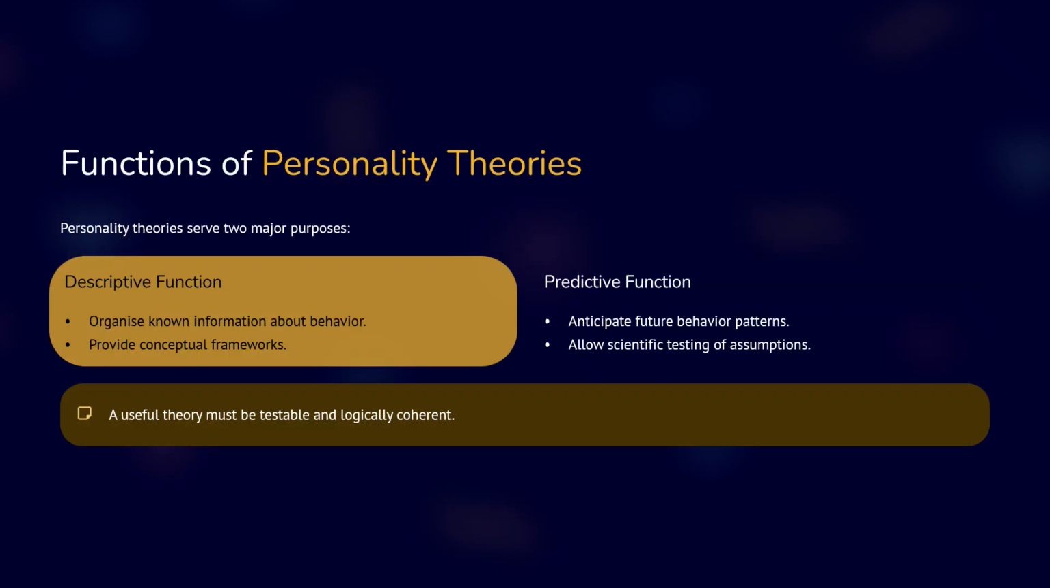Why do we need theories of personality? Theories are essentially elaborate hypotheses about why people behave the way they do. They serve two primary functions in psychology. They are descriptive and predictive. A descriptive theory provides a framework, or a map, to organize everything we know about human behavior, making it easier to understand. On the other hand, predictive theories allow us to anticipate how a person might react in a future situation.